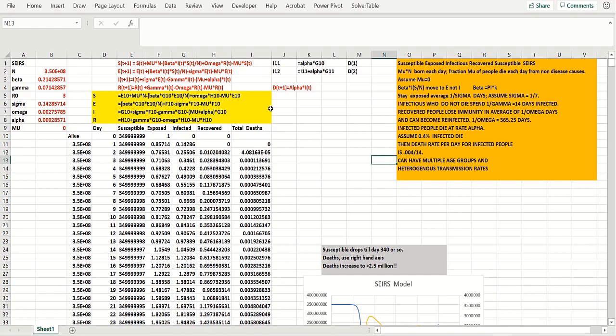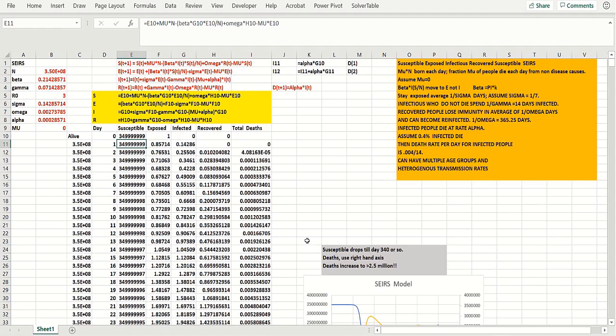We'll go through the equations here, but I should mention that the epidemiologists souped this model up by having multiple age groups, heterogeneous transmission rates, and probably doing other things that I don't know a lot about. So let's look at the equations for the susceptible people on day t+1, the exposed people, the infected people, and the recovered people. And here are the formulas that we used.